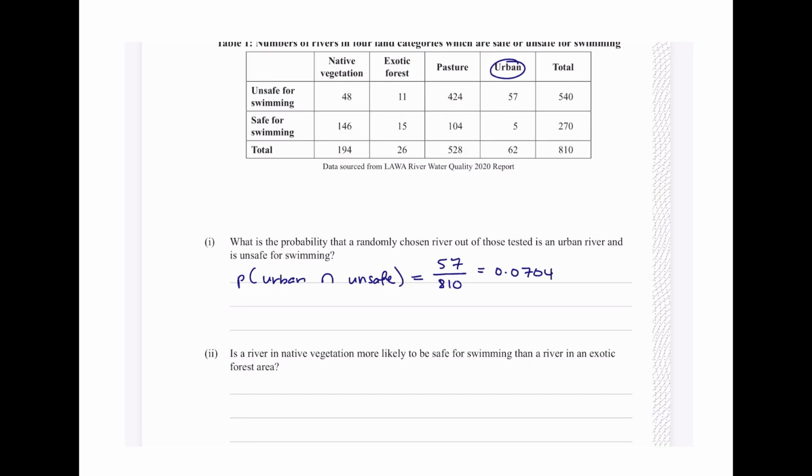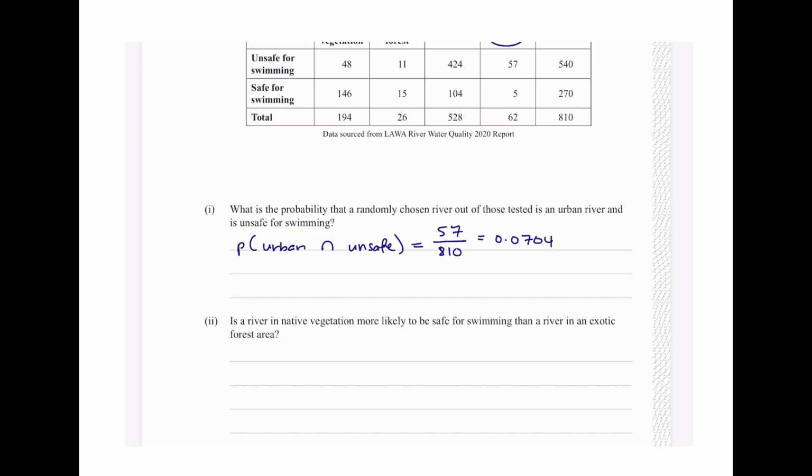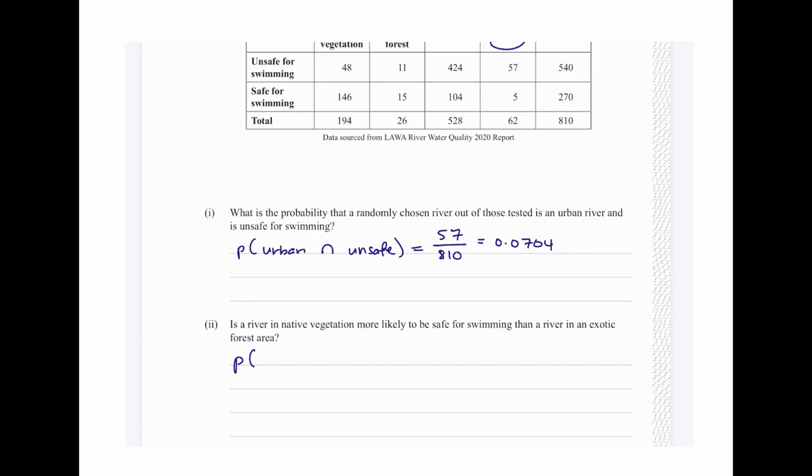And part 2, is a river in native vegetation more likely to be safe for swimming than a river in an exotic forest area? So we're going to have to calculate two probabilities here. The probability that given that we have a river in native vegetation, it's safe. And we also need to find the probability that given that we're exotic, we are safe. So all we'll do is we'll compare the two probabilities, and the one that's larger will be the more likely case. Okay.